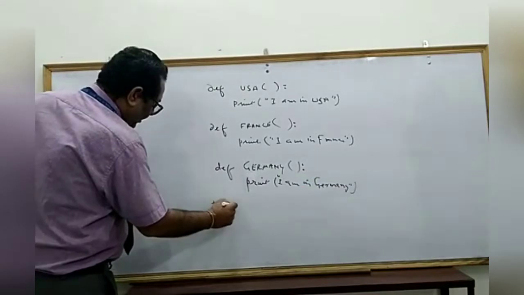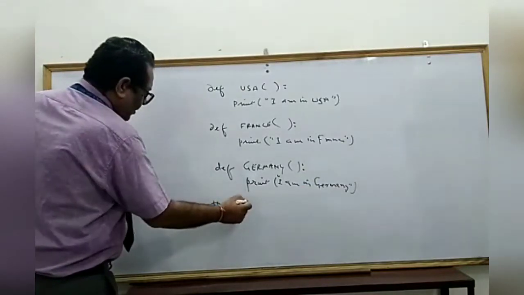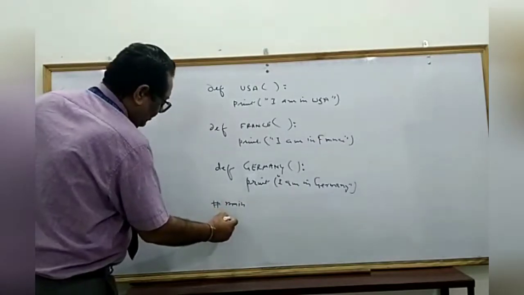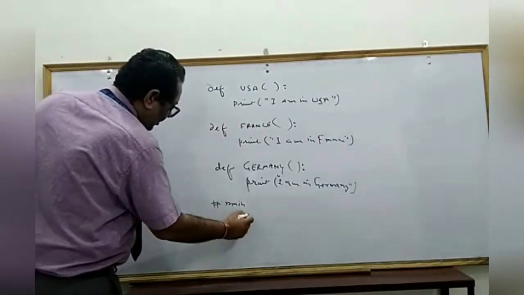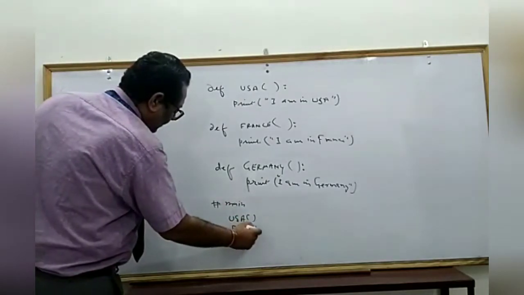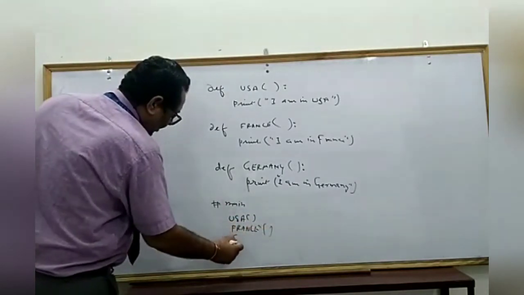Hash, this is the main function. So here we will write the order of calling. Suppose USA is called, then France, then Germany.